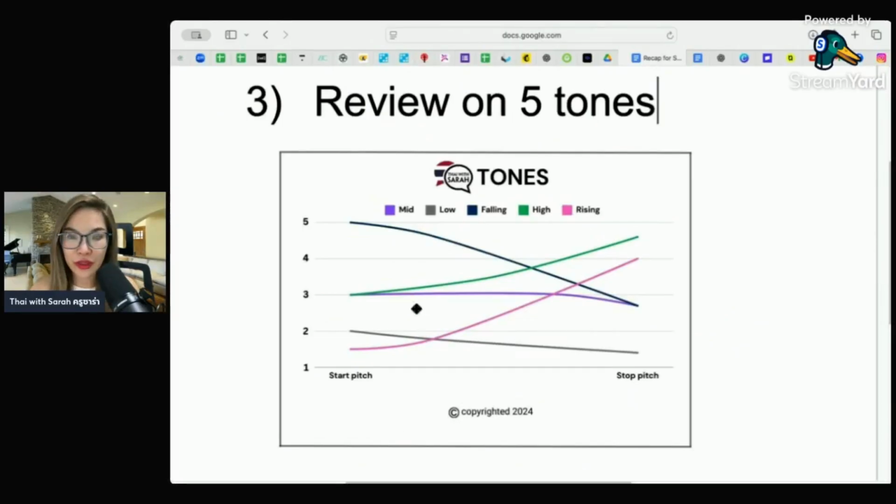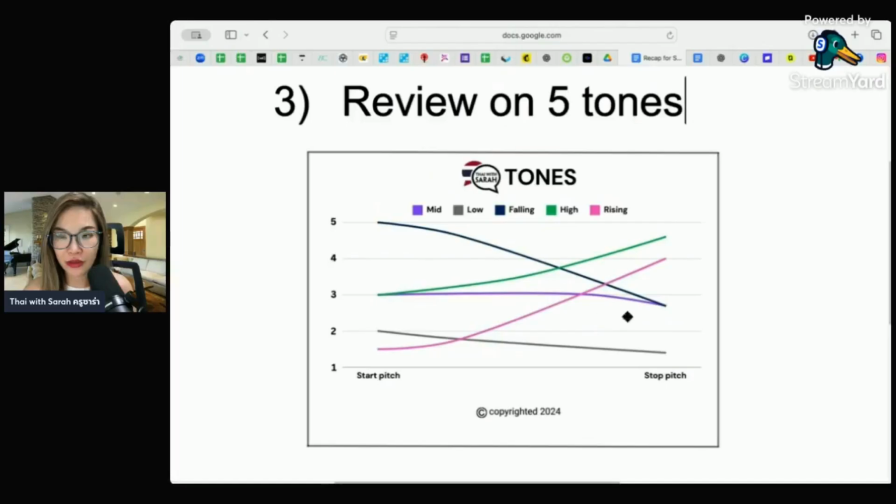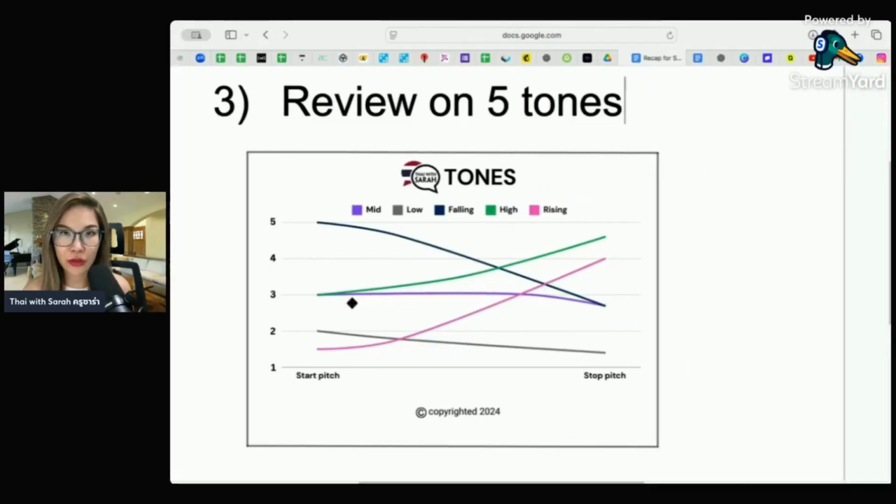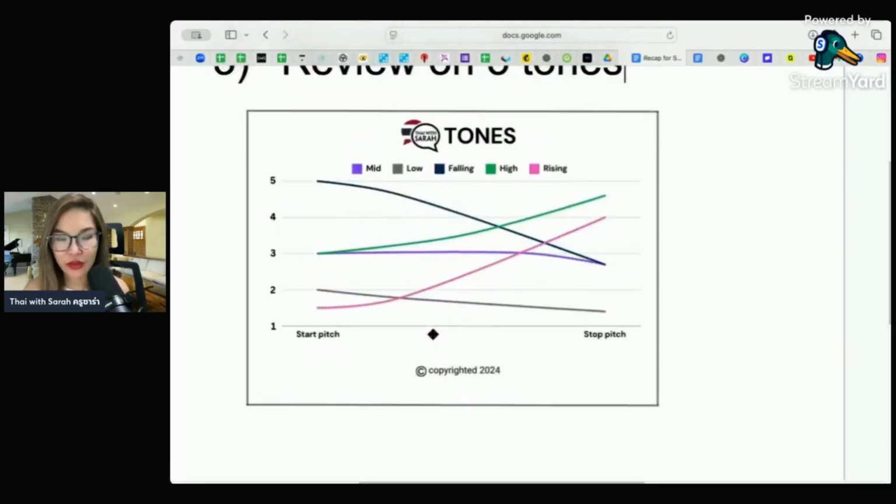So basically, mid-tone is this one, the purple line. Mid-tone starts from number 3, and then you go a little bit lower at the end. I'll show you. Let's use the word ma. ma. By the way, this chart, I got some help from Luke Bruderbauer. He helped me with this chart, so I want to give him some credit for that.